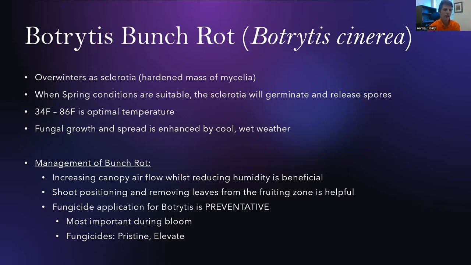Yeah. It overwinters in sclerotia, which is just a hardened mass of mycelium. The fungal growth is spread and enhanced by cool and wet weather. So it's more of a cooler climate, but still, it gets cold here, so it can happen here. 34 to 86 is optimum temperature for spore germination. And then when spring conditions are suitable, sclerotia will germinate and release spores. Cool spring weather triggers botrytis.